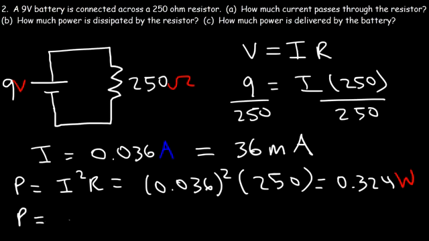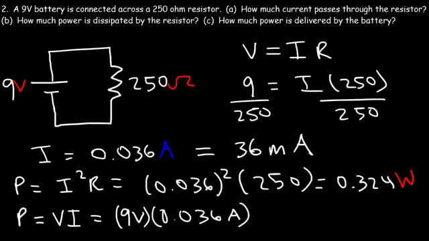Part C, how much power is delivered by the battery? Well, let's use this equation. P is equal to V times I. The voltage of the battery is 9 volts, and the current that the battery delivers is the same as the current that flows through the resistor, which is 0.036 amps. 9 times 0.036 is equal to the same thing, 0.324 watts.